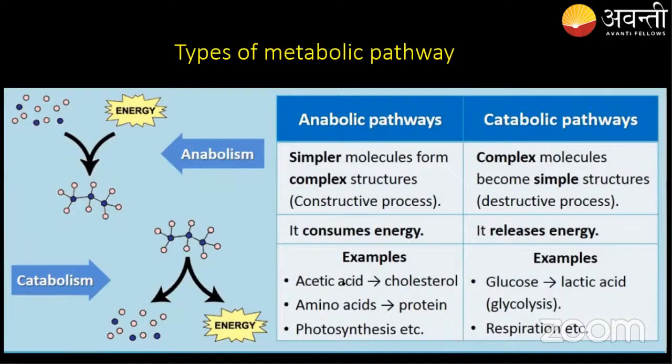Examples: from acetic acid we can get cholesterol by a different process. From amino acids we get protein. Through photosynthesis we get glucose from CO2 and H2O. All these are anabolic pathways.